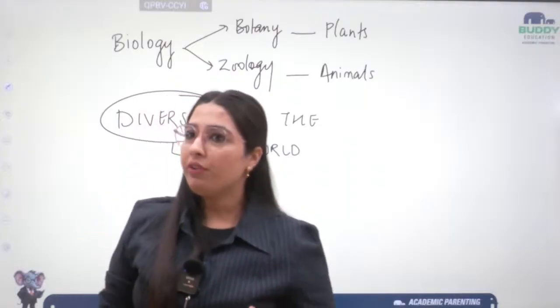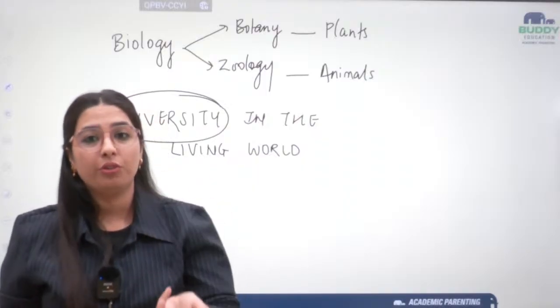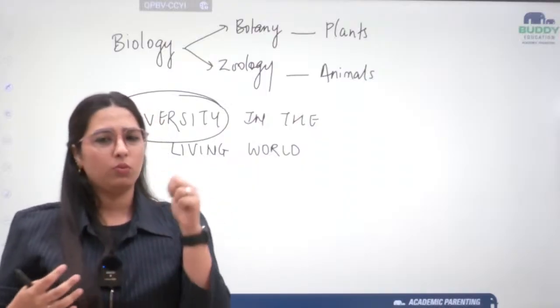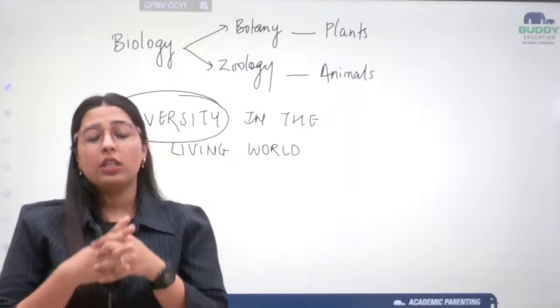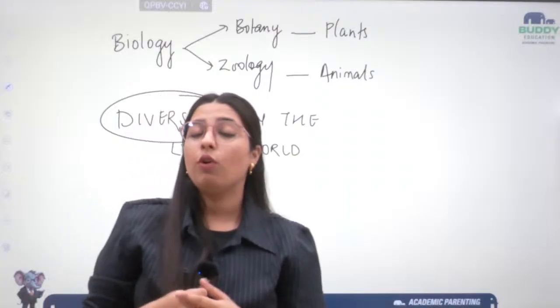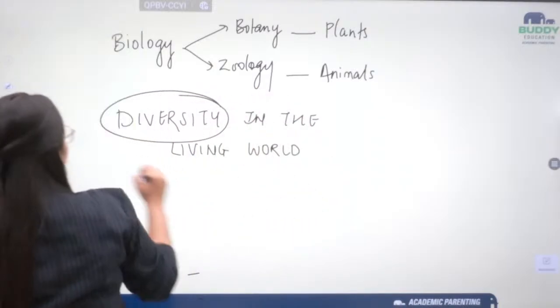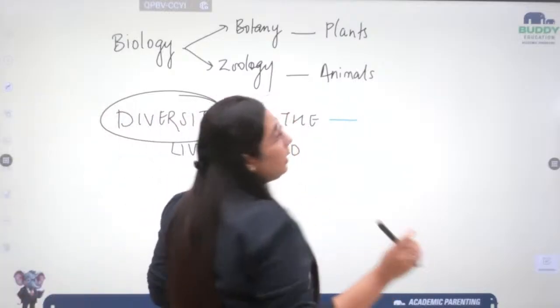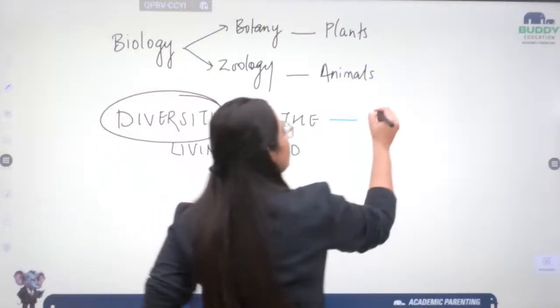So moving forward with this chapter, or if I talk about this unit, initially there's one scientist specifically mentioned, that is Ernst Mayr. He was a well-known scientist. He was known as, okay, let me write it down for you. Starting this unit, they have given the introduction of one scientist, that is Ernst Mayr.